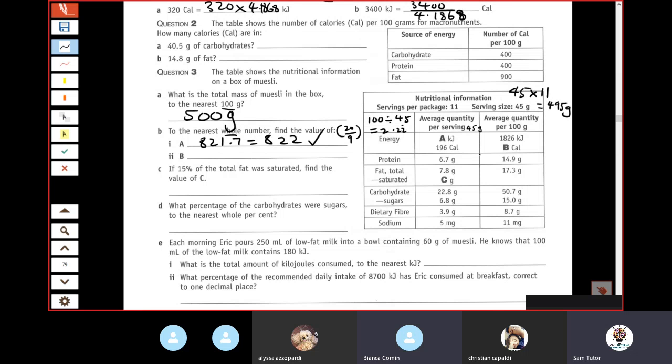Now for B, I'm going to multiply it by 2.22, or in this case, I'm going to multiply it by 20 over 9. So 196 times 20 over 9. I get 436.